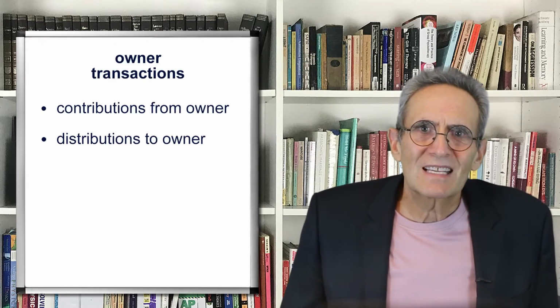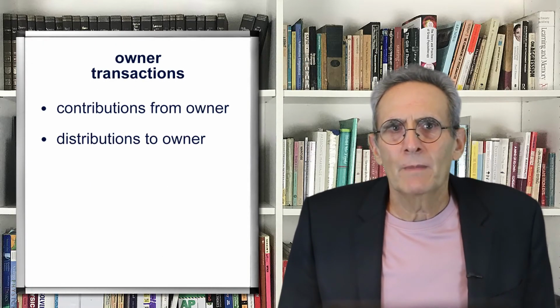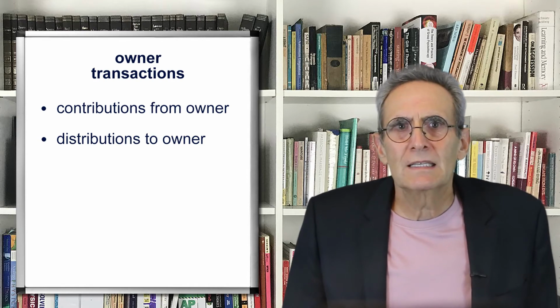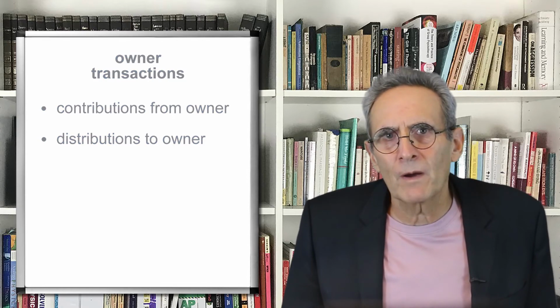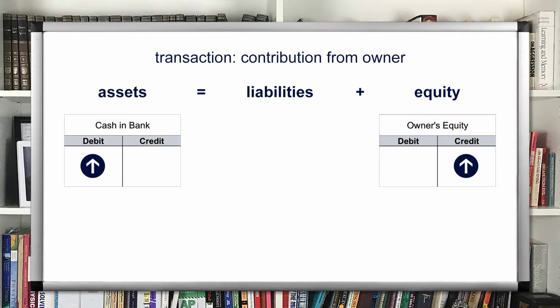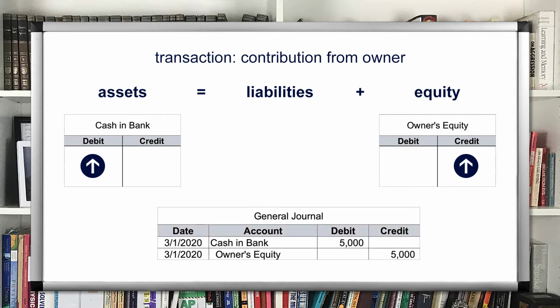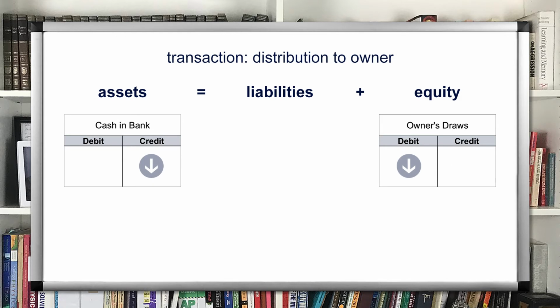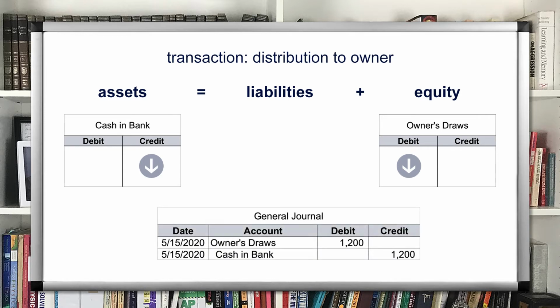Finally, there are the less frequent transactions between the firm and its owners. Usually these involve cash transfers to and from the owners. If an owner is contributing cash to a firm, cash is debited and an appropriate equity account, such as owner's equity, is credited. The transactions are recorded like this. When a firm distributes cash to owners, cash is credited and an account such as owner's draws is debited. The transactions are recorded like this.